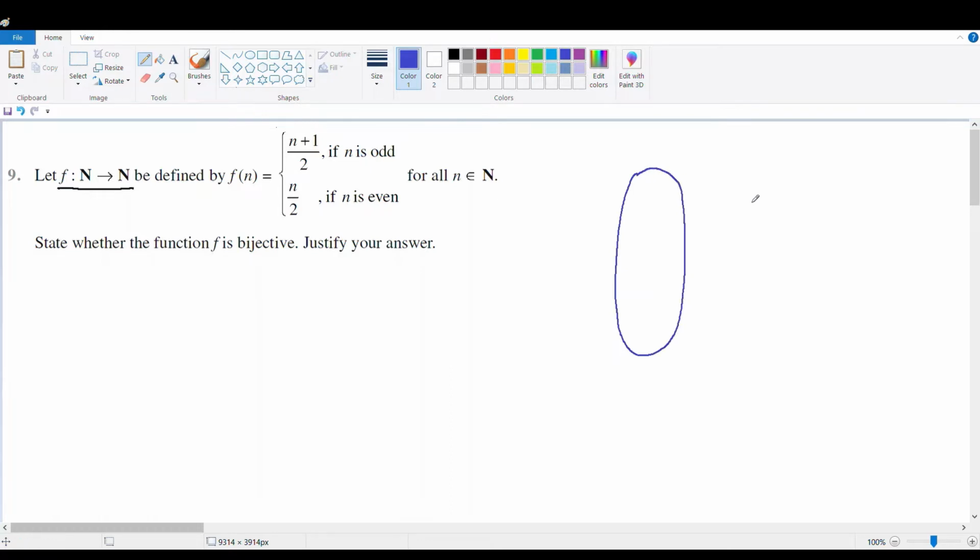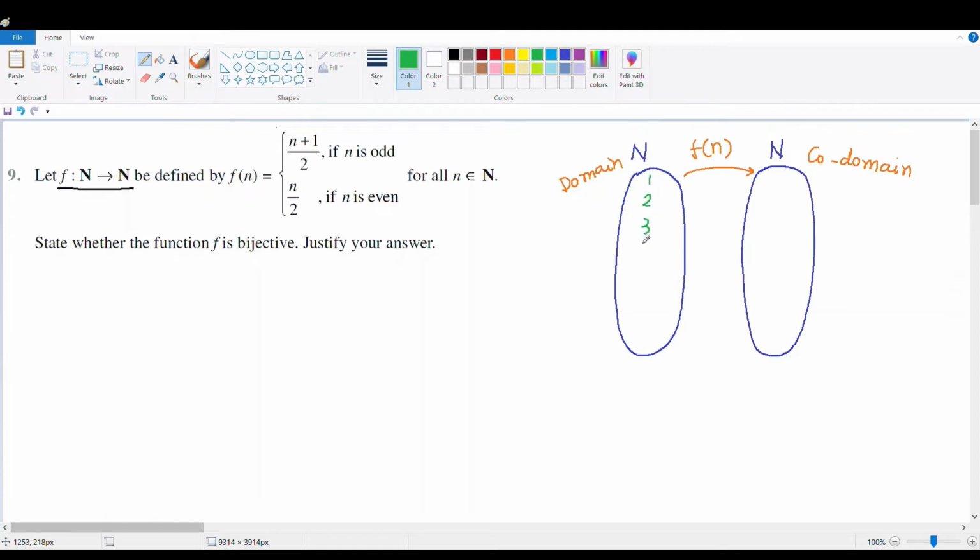So if we draw the diagram from domain to codomain, that is from natural numbers to natural numbers. This is our domain, this is our codomain, and the function goes from domain to codomain, and that is f(n). Now since these are natural numbers, it's going to go like this: 1, 2, 3, 4, 5, 6, 7, and keeps on going until positive infinity. Same here, 4, 5, 6, 7 until positive infinity.